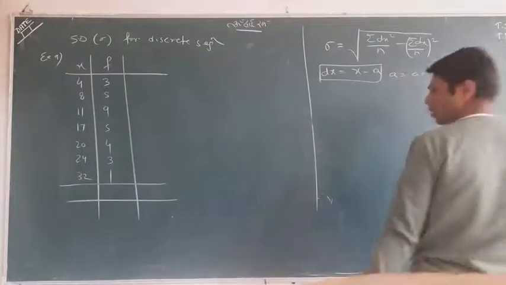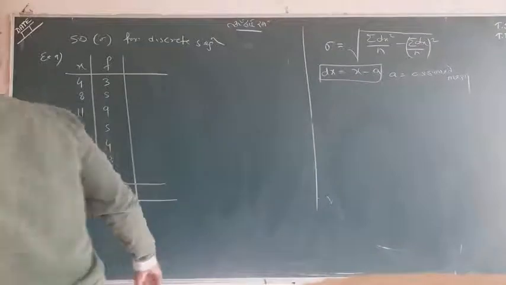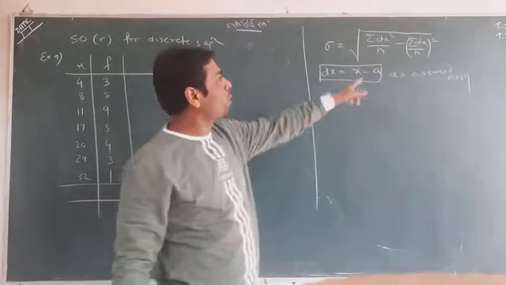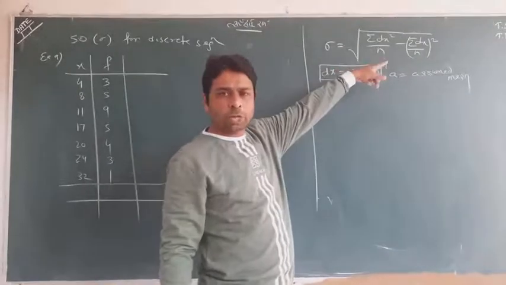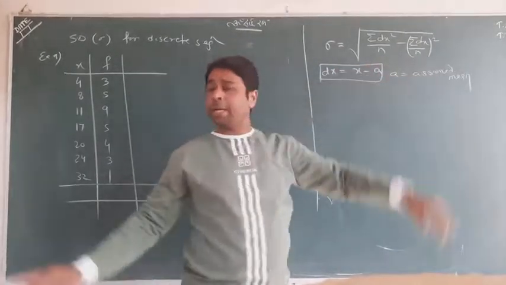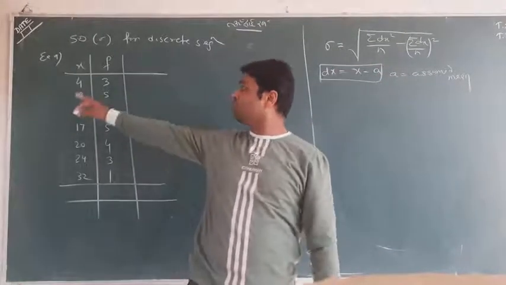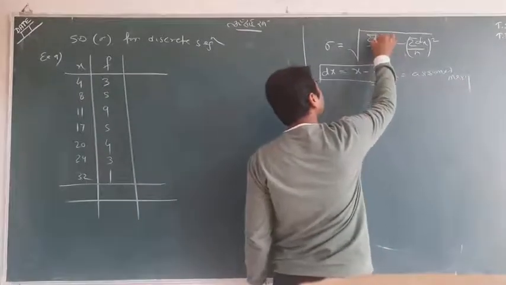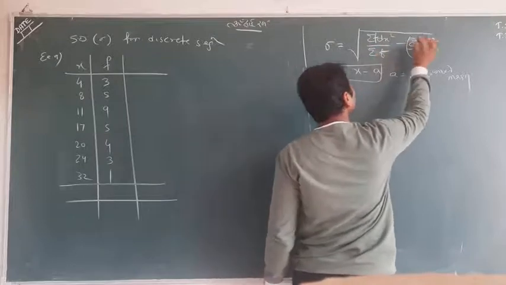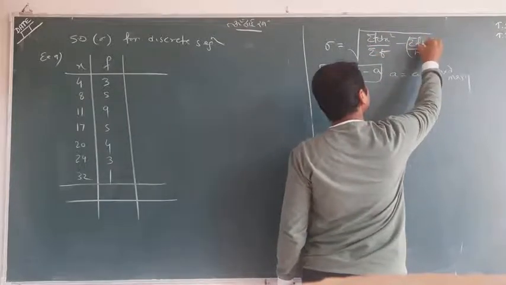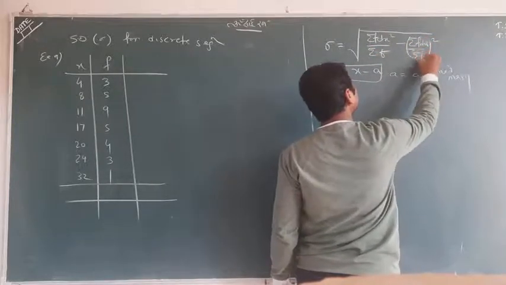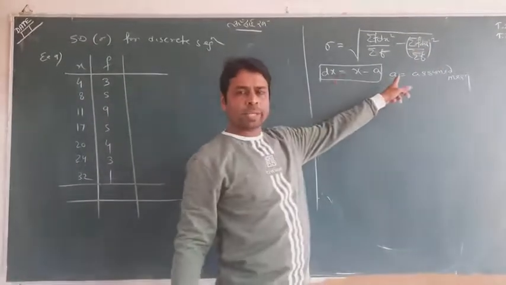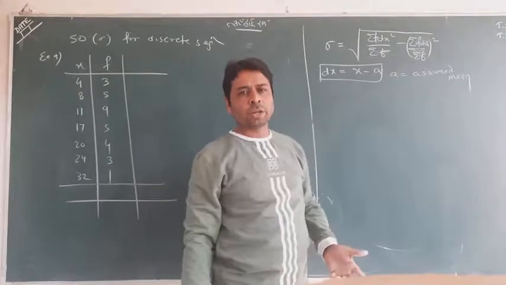The formula will be changed. I am using the shortcut method, which I have already taught you. In the shortcut method, for individual sequence we have this formula. But in the case of discrete sequence where x and f two columns are there, this formula will not change. f will be here, summation f dx will be here, summation f, and only this. Very simple. Again the dx will be the same, x minus a.